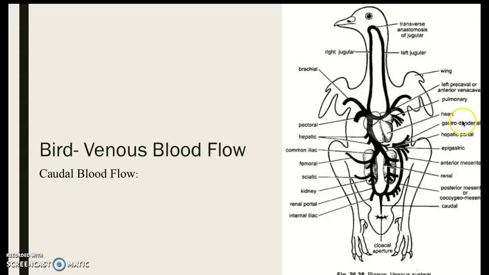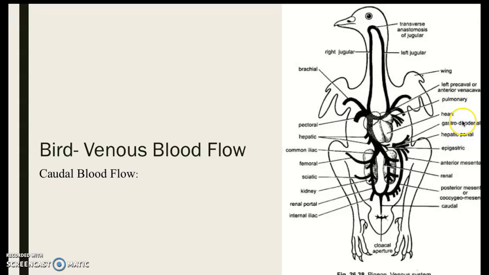It further branches into the right and left common iliac veins, right here, carrying blood, and then it develops from the common iliac into the right and left femoral veins, which lie right here and right here, and those carry blood from the hind limbs. From there, it goes down and develops into the renal and sciatic, carrying blood from the kidneys. Below the kidneys, it branches into the renal portal veins, and then into the internal iliac, which are on the right side, and the caudal vein.